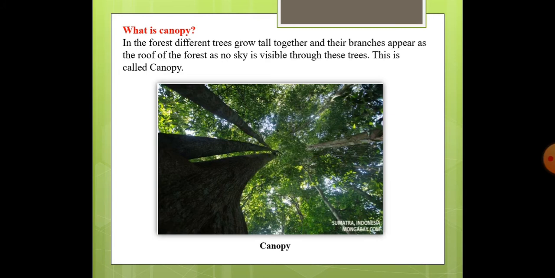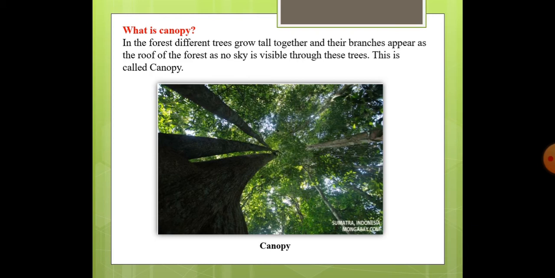What is canopy? In the forest, different trees grow tall together and their branches appear as the roof of the forest. As no sky is visible through these trees, this is called canopy. What do we say roof? The room in which we are living has a roof, so we cannot see the open sky. When we come out of our house, we can see the sky. Same is the condition in a forest.